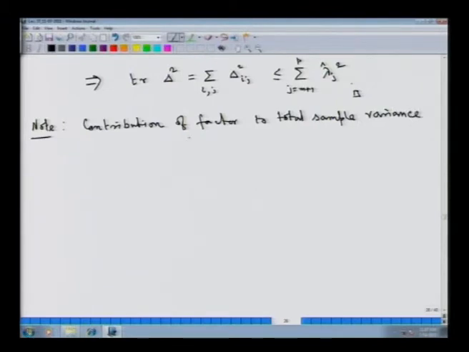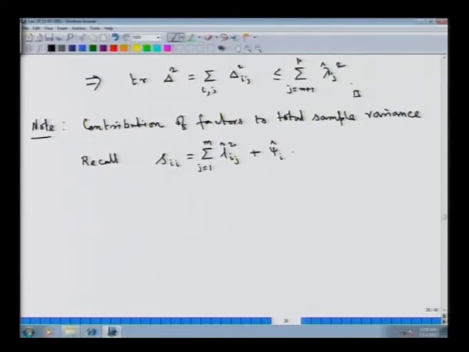Now, in order to see the type of contributions that a particular factor would be having, the contribution of factors to total sample variance, we recall that in this principal component based method, we have S_ii equal to the summation of L_ij hat square, j equal to 1 up to m, plus psi_i hat.